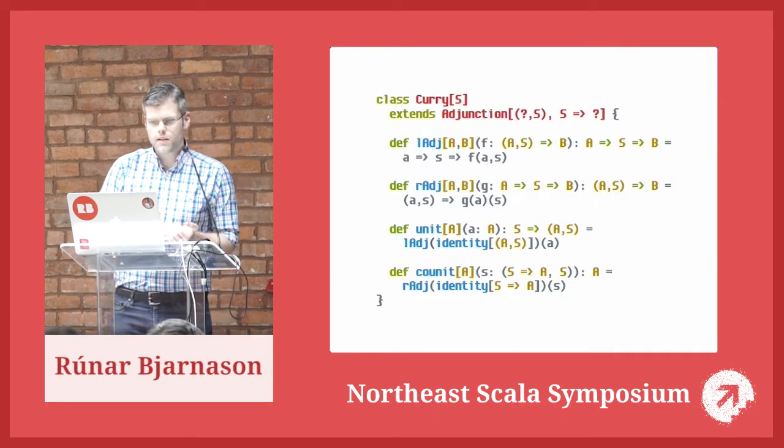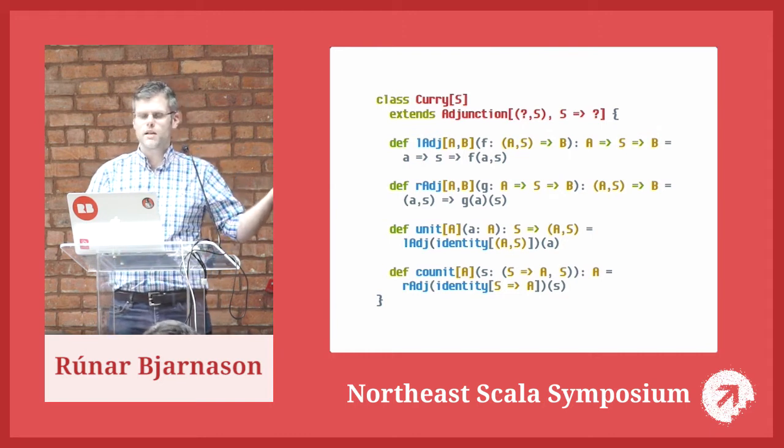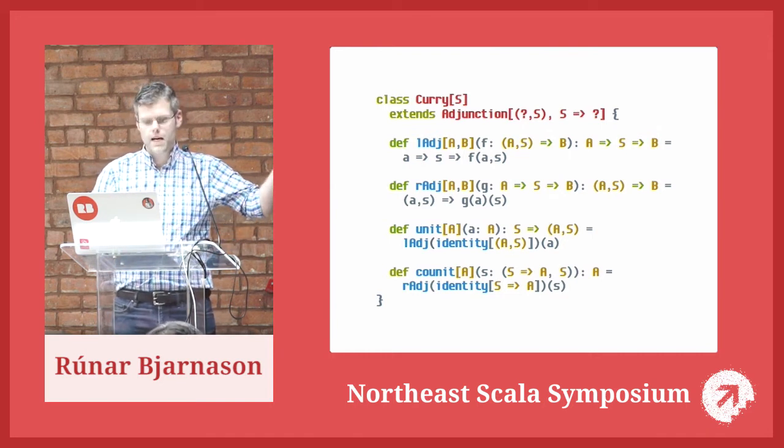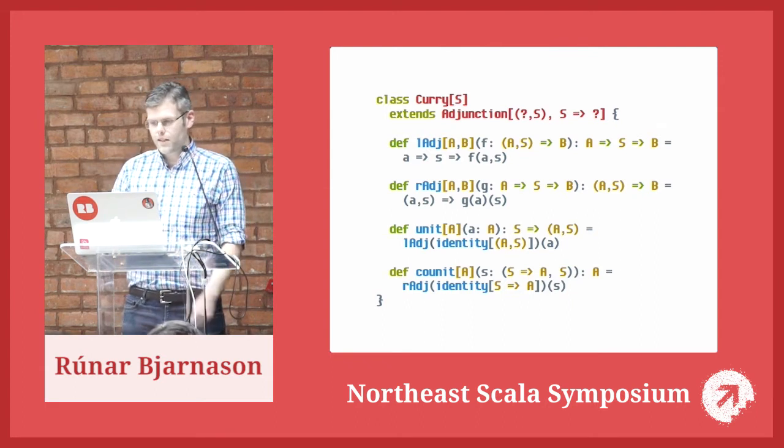So the types tell us everything that we need to know about the unit and the co-unit. The implementations just totally follow from the types. In fact, we can generate the unit for the monad and the co-unit for the comonad just by passing identity to curry and uncurry. Right?